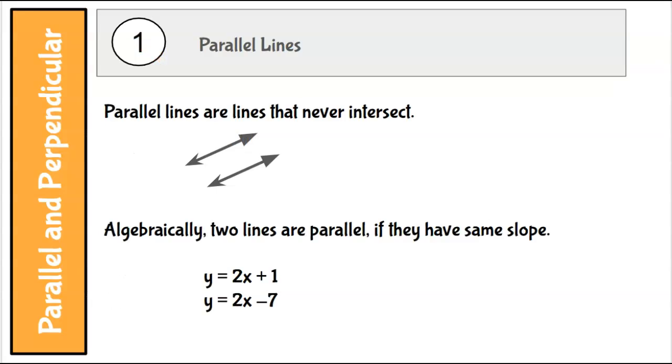Parallel lines are lines that never intersect. They look like this. Algebraically, two lines are parallel if they have the same slope.